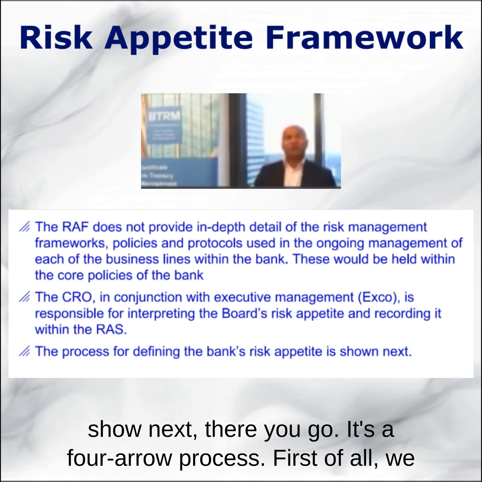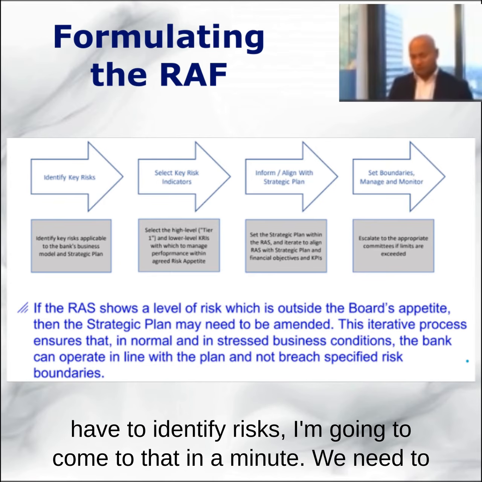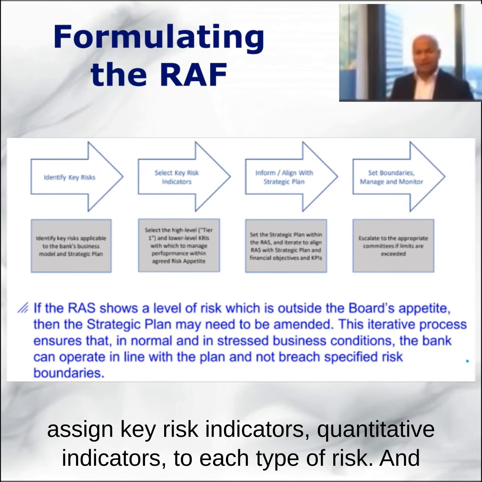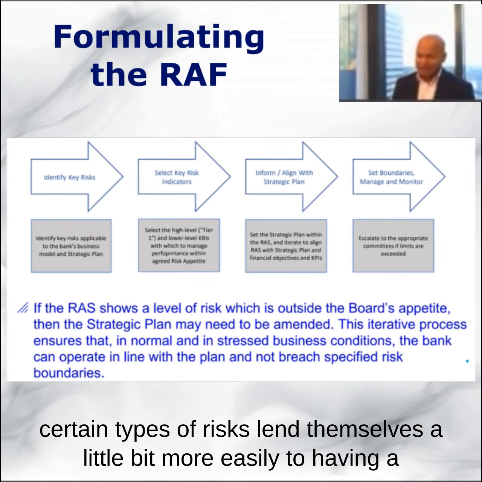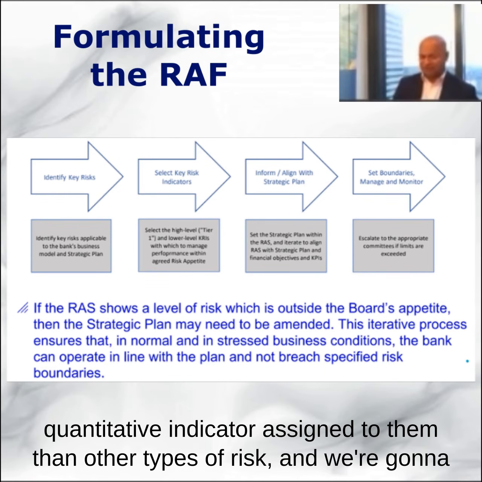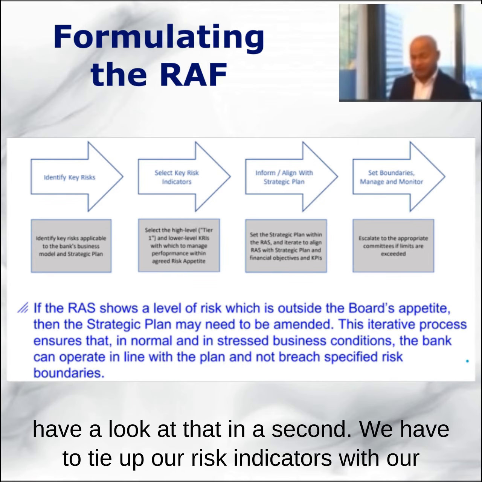Now, the process for defining appetite at the high level is what I show next. There you go, it's a little 4-arrow process. First of all, we have to identify our risks. I'm going to come to that in a minute. We need to assign key risk indicators, quantitative indicators, to each type of risk. And certain types of risk lend themselves a little bit more easily to having a quantitative indicator assigned to them than other types of risk. And we're going to have a look at that in a second.